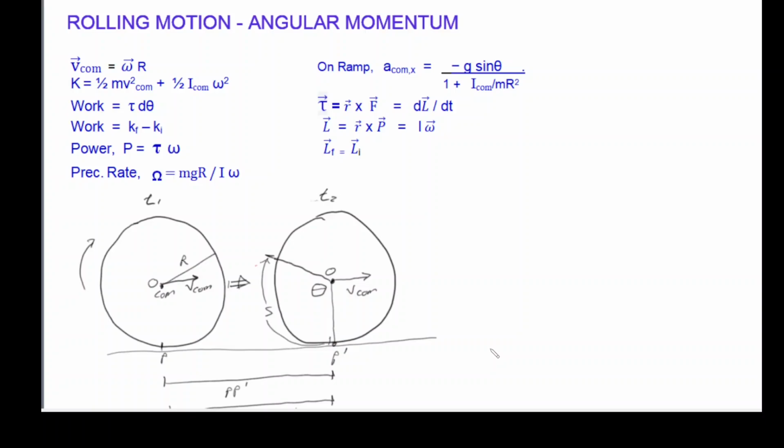In this video, we're going to discuss rolling motion as well as angular momentum and conservation of angular momentum. Rolling is a combination of translation of the center of mass and rotation of the rest of the body around the center of mass. We will assume that there is no slipping.